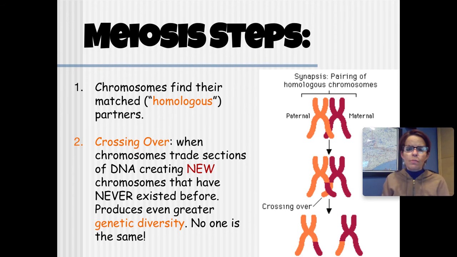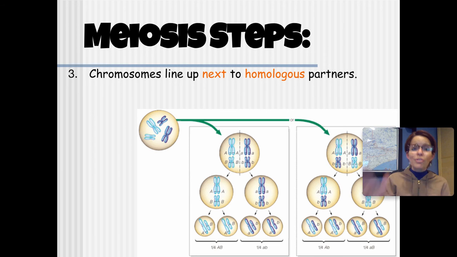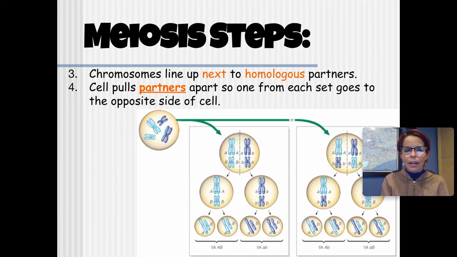So look at the two chromosomes at the bottom of the diagram. Those are new chromosomes that have new combinations of DNA, and the offspring of this individual could have either of those chromosomes, and that helps add genetic diversity to their offspring. All right, so the chromosomes line up next to their homologous partners, and then the cell pulls the partners apart. So remember, we have 23 pairs of chromosomes. So now the cell's going to divide in the middle, and the partners are going to go to opposite sides. So if I divide here, that means there's 23 going this way and 23 going that way. That's where the chromosome number gets cut in half.